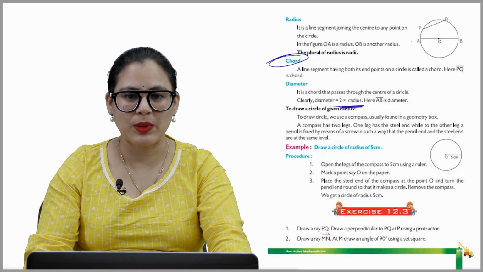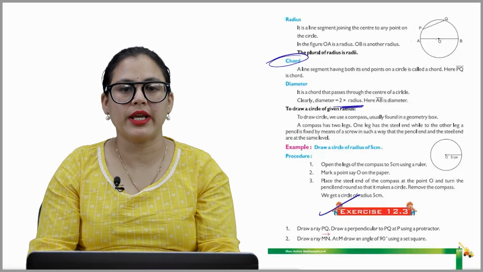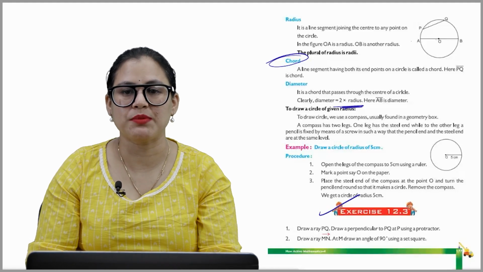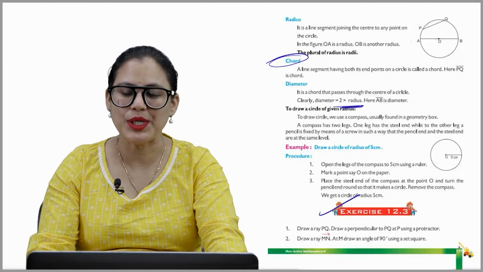Okay. Exercise 12.3. You have to draw a ray PQ, draw a perpendicular to PQ at P using a protractor, right? You will do it by yourself.